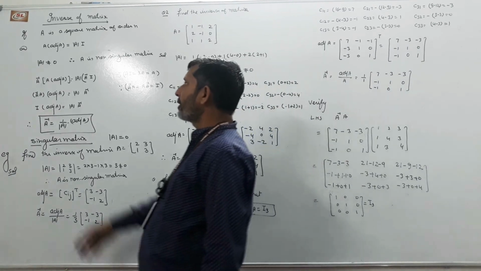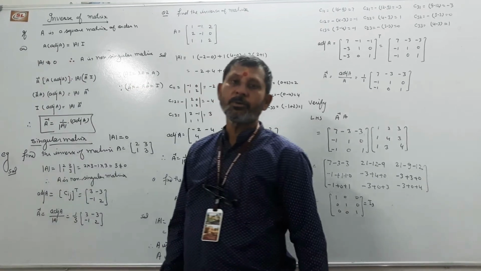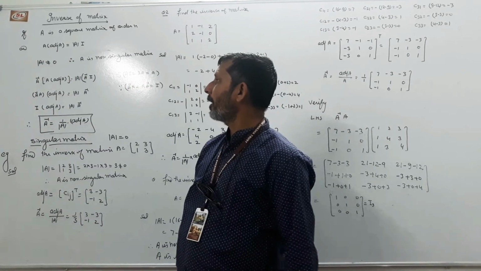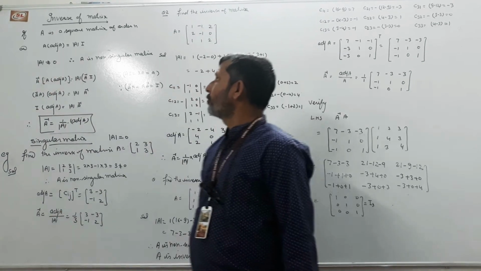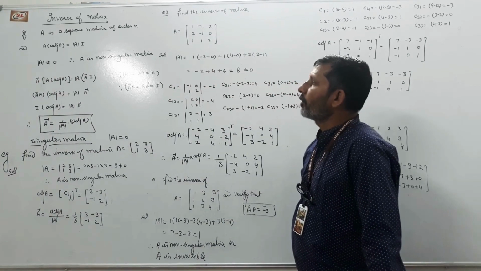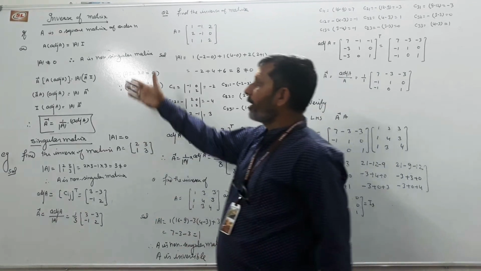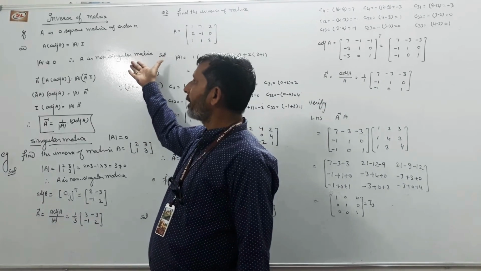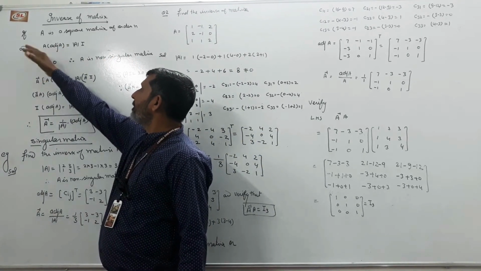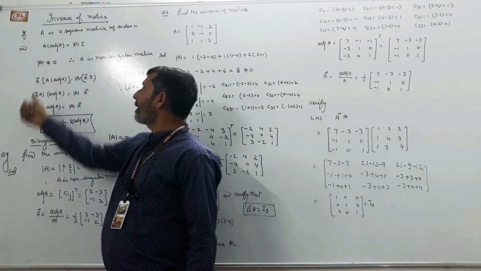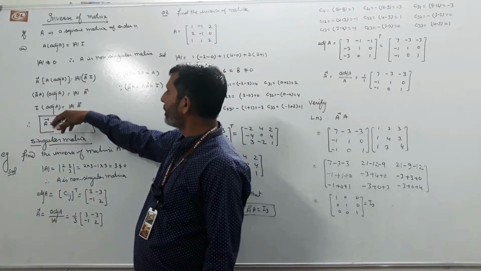We already know that any matrix multiplied by its adjoint is always equal to determinant of A into I. If the determinant of A is not equal to 0, then A is known as a non-singular matrix. Now, multiply the left-hand side by A inverse on both sides.